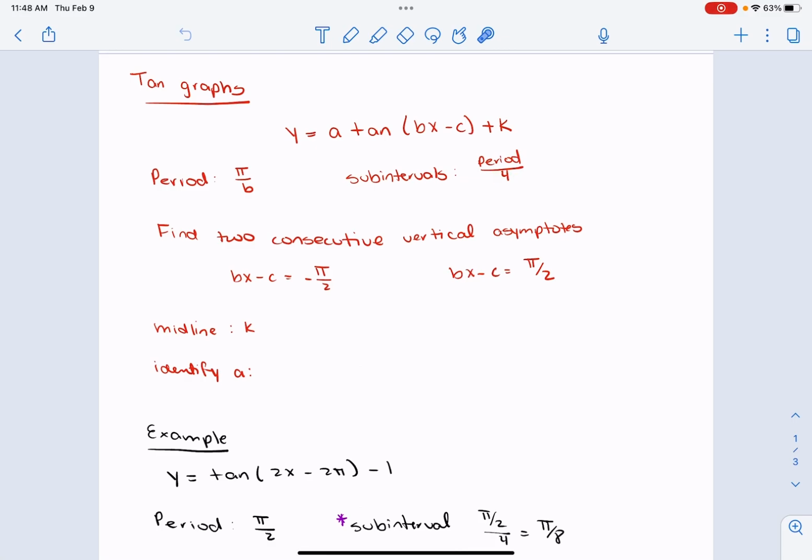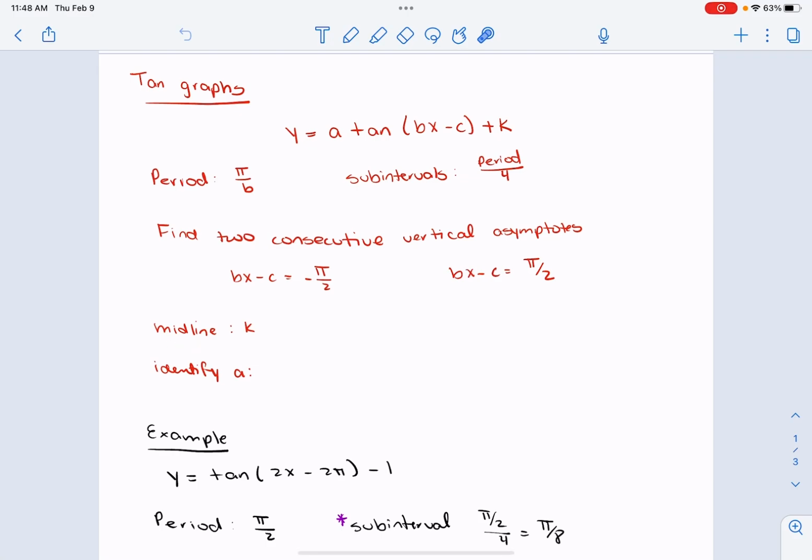Now to find a full period, the easiest method is to find the first two consecutive asymptotes. So what you're going to do is you're going to get this object, which is bx minus c, and set it equal to the parent function's asymptotes, which are negative pi over 2 and pi over 2. And then you're going to solve for x, and that's going to be your first two endpoints of your tick marks that you're going to make, which are going to be your asymptotes.